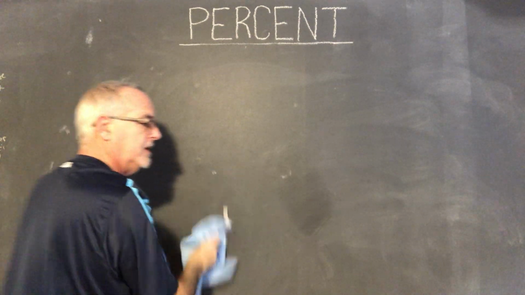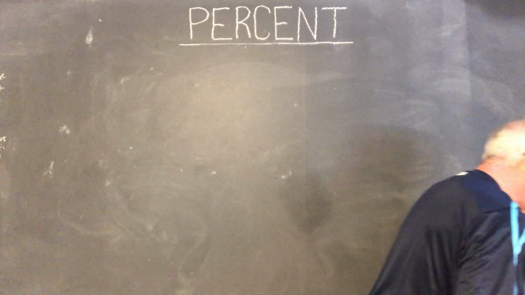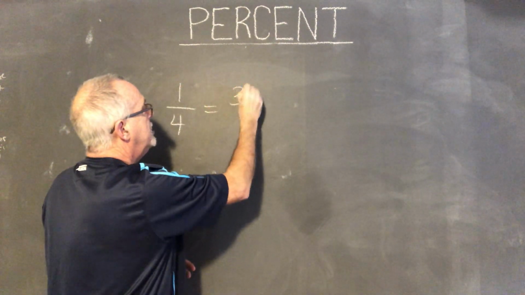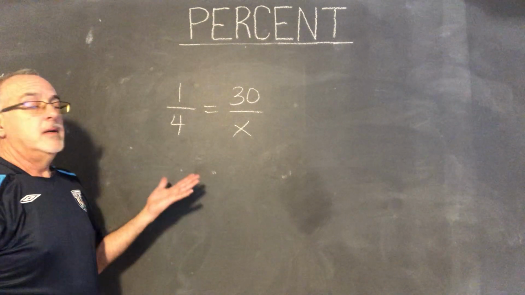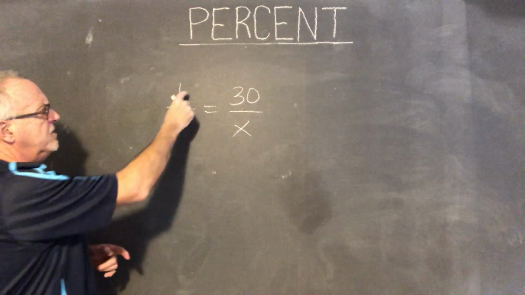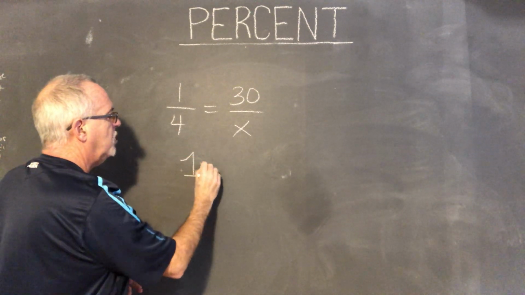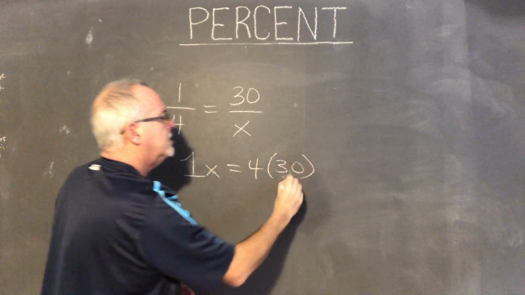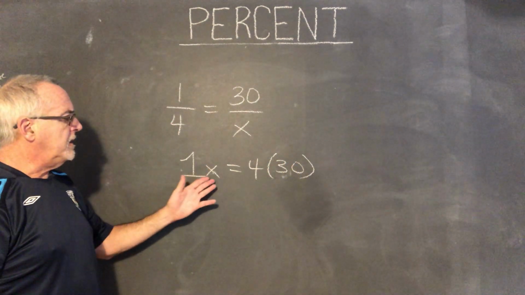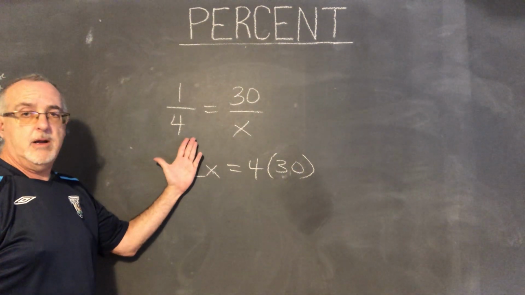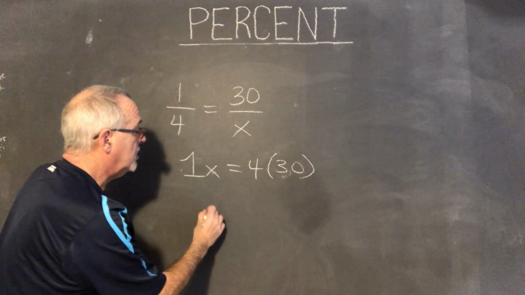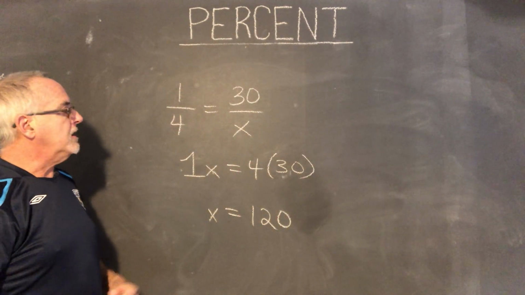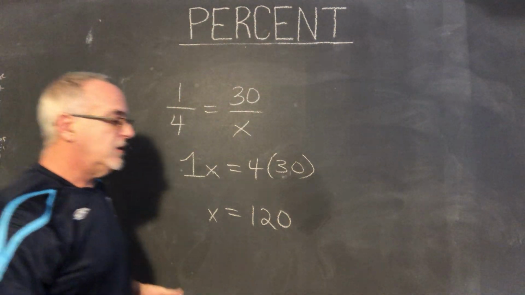Next example. 1/4 equals 30 over x. Top times bottom equals bottom times top. This time the top times bottom is giving me 1x. I'll write the 1 this way. Equals 4 times 30. But 1x means x. When the numerical coefficient of a variable is 1, you don't have to write the 1. You can if you want. So x is equal to 4 times 30, which is 120. So that one went rather quickly, but there was a 1 involved after all. Let's do some more examples.